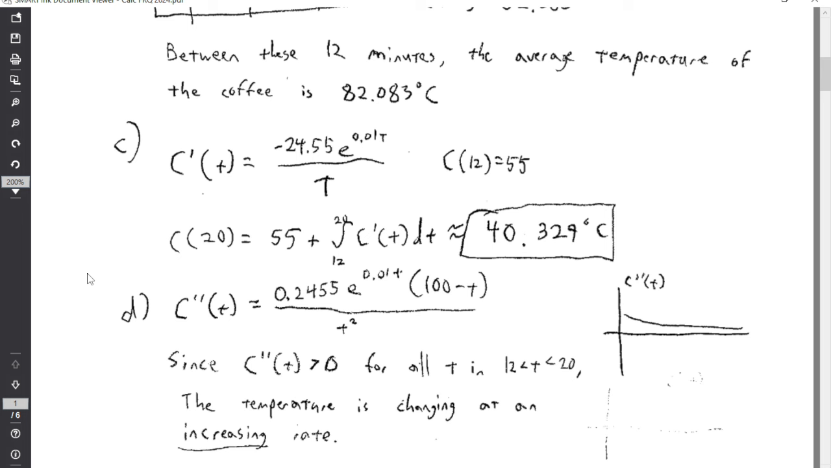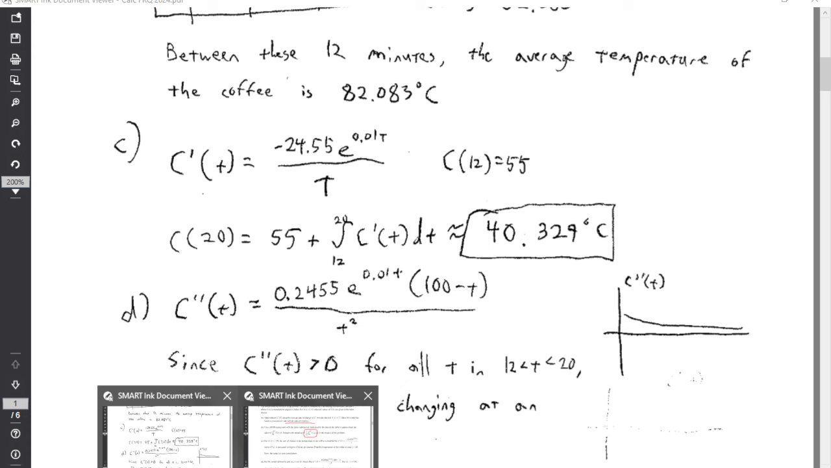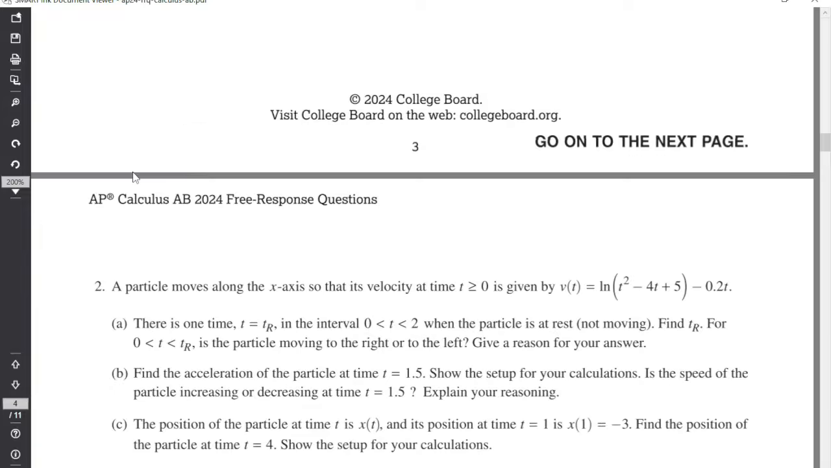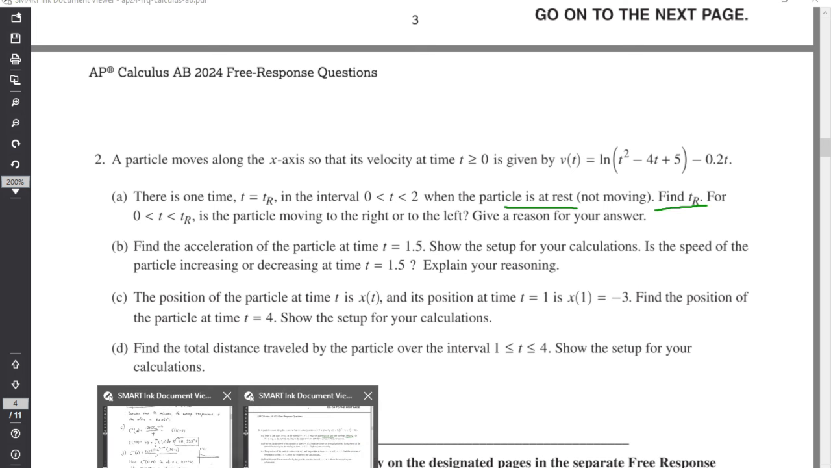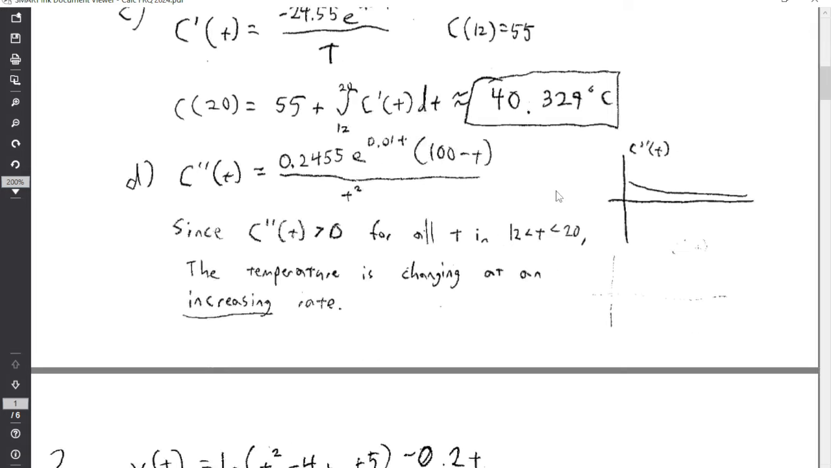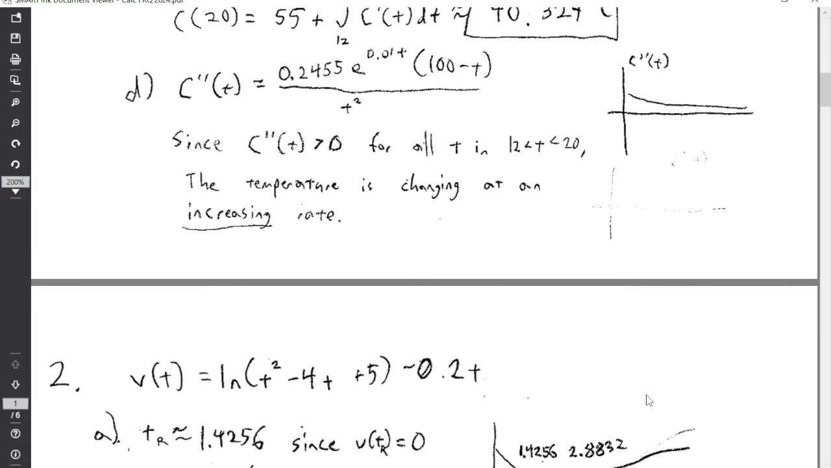All right, number 2. Number 2 is our particle question. It gives us a function for velocity and then asks a couple of questions about the velocity. So the first thing it asks is that it says there's a time where the particle is at rest, and it says find t sub r. So when is the particle at rest? That's a velocity question. So the particle's at rest when that velocity is 0.